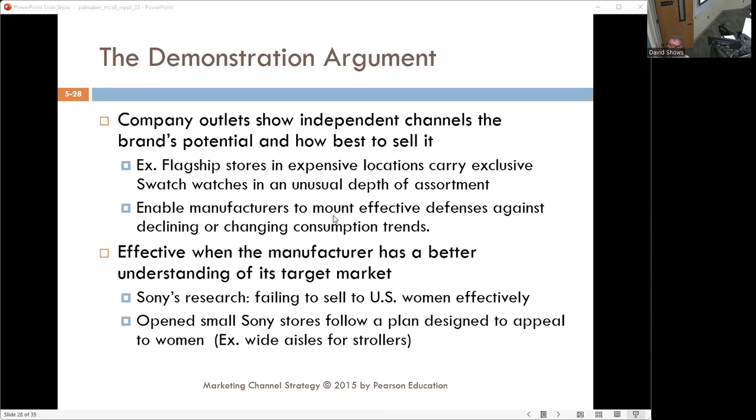The carrier is a manufacturer with excess distribution capacity. The rider is a manufacturer without an existing channel into a market.